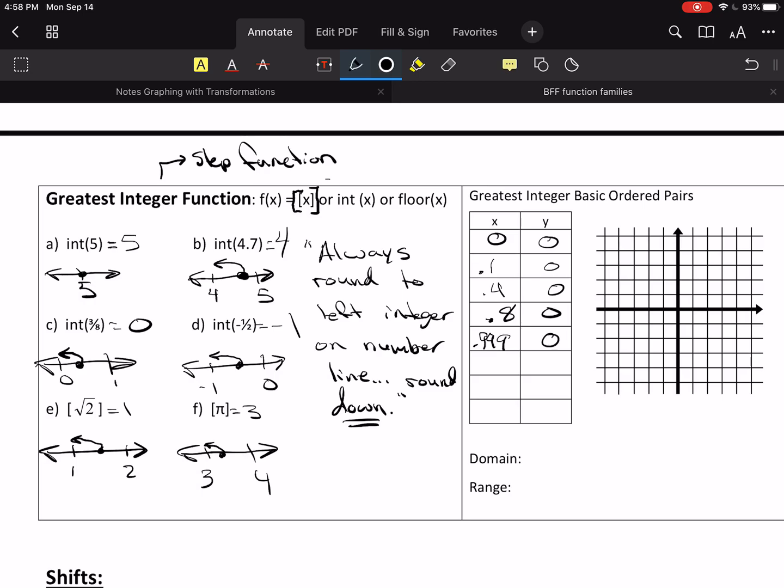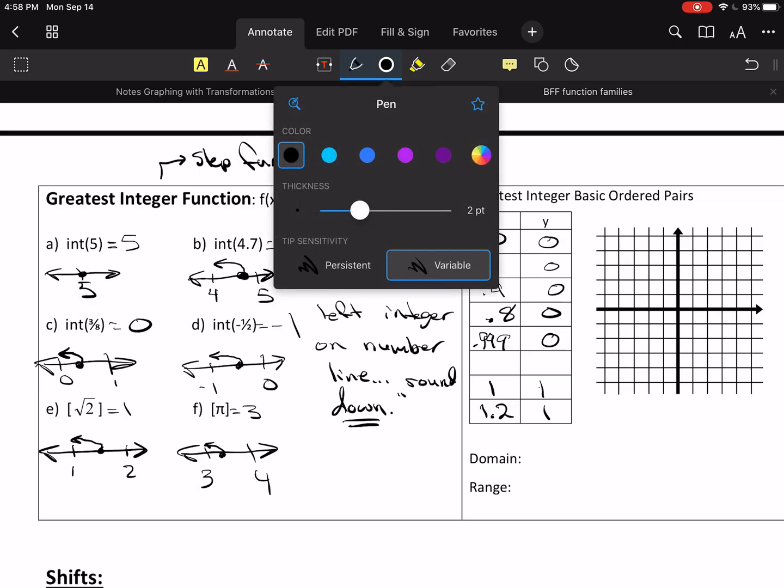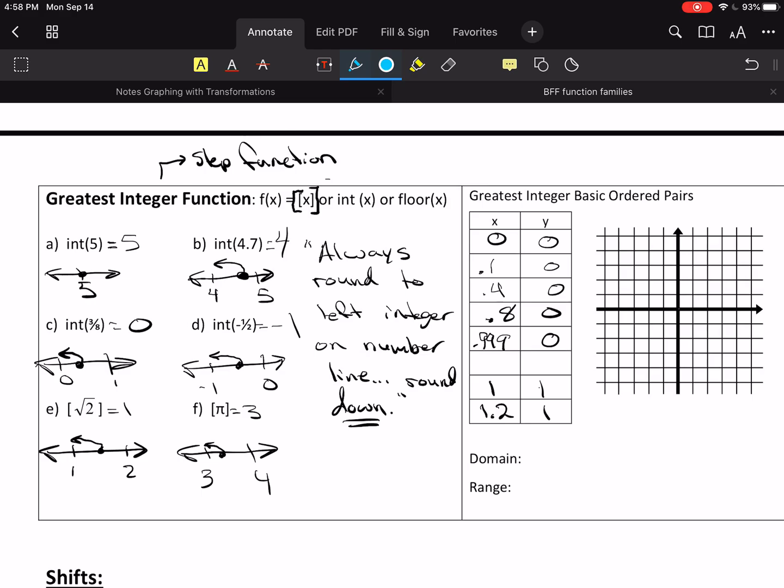The only time that's going to change is once I jump up to 1. If I plug in 1, I get 1. 1.2, still 1, right? And so on and so on. So what that would look like on a graph, okay? So 0, 0 is my point, and everything between 0 and 1 is going to be 0, right? Except for when I get to the number 1. That's not going to be 0 anymore. So I would have an open dot here, and it jumps up to 1. Everything between 1 and 2 is going to equal 1, except for 2. It's going to jump up to 2. And I just follow that pattern.